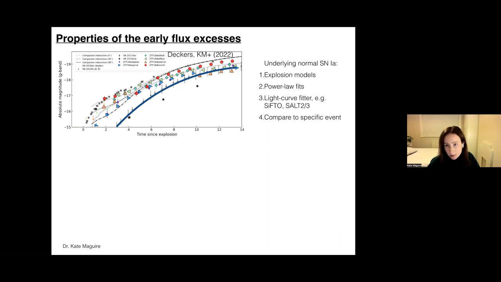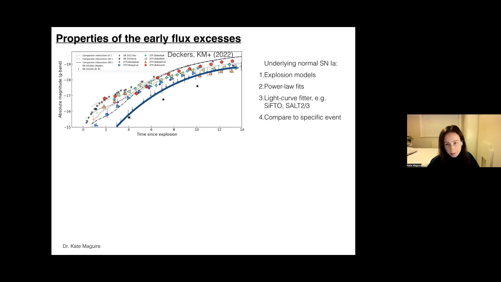And so there are a couple of ways that people have used in the literature to do this. So you can use explosion models, you can look at power law fits and any deviations from those. Some people use light curve fitters, so these are ones used for cosmology. You can get a template at a particular light curve width to use as your underlying template, or you can compare to a specific very well sampled event. So this line here just shows 11fe.